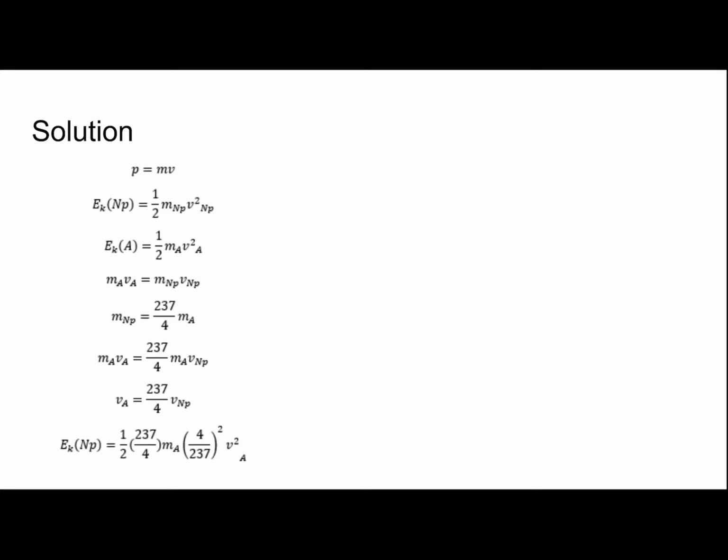Therefore, 237 over 4 times the mass of the alpha particle will give us the mass of neptunium. So if we plug those numbers into our momentum equation, we'll see that the mass of the alpha particle will actually cancel out, and it will give us that the velocity of the alpha particle equals 237 over 4 times the velocity of the neptunium nucleus.